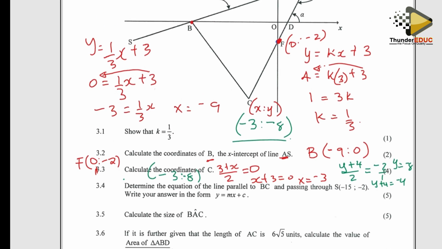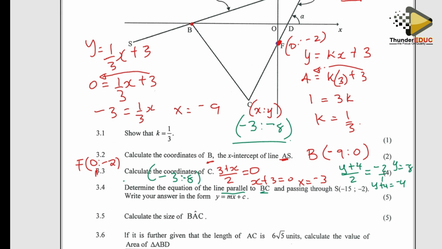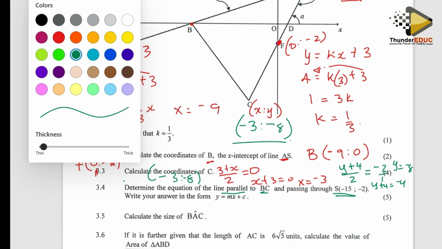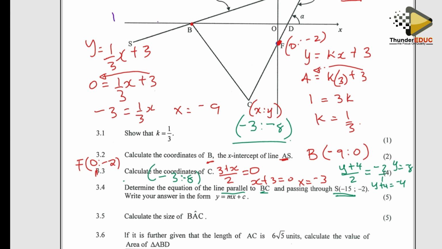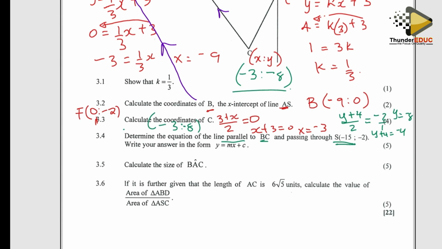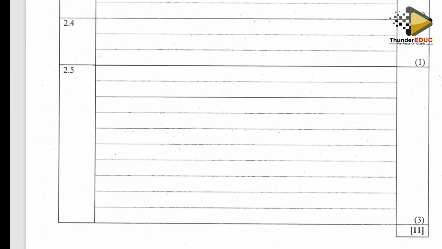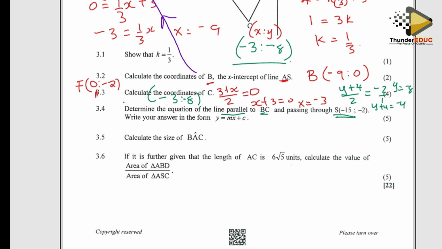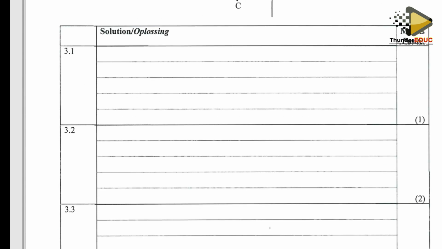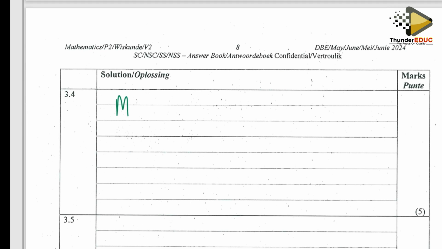Then 3.4, they want the equation of a line that is parallel to BC and passing through S. So if I use a different color, if we have another line that is passing through S but is parallel to BC, one thing I need to know is that for as long as I have parallel lines, their gradients have to be the same. Okay, this is S at (-15, -1). So I need to get the gradient of BC.